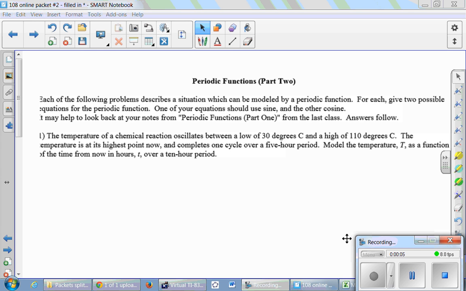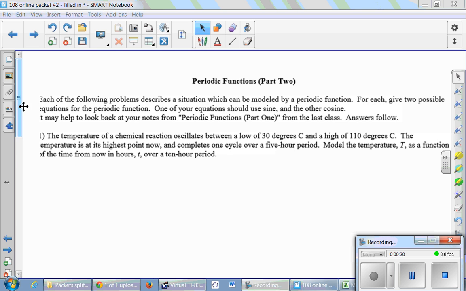Each of the following problems describes a situation which can be modeled by a periodic function. For each, give two possible equations for the periodic function. One of your equations should use sine and the other cosine. It may help to look back at your notes from periodic functions part 1 from the last class.